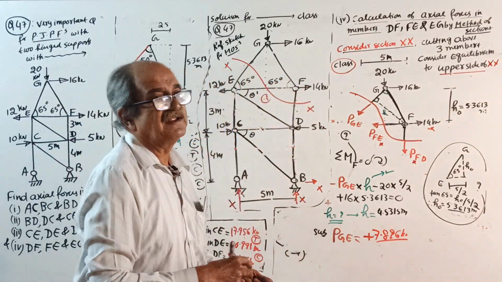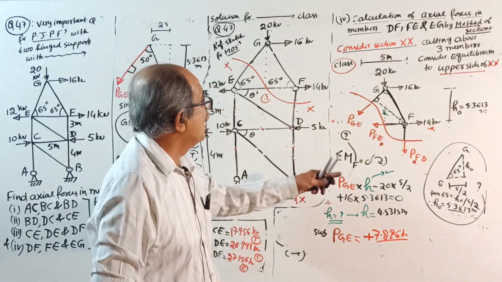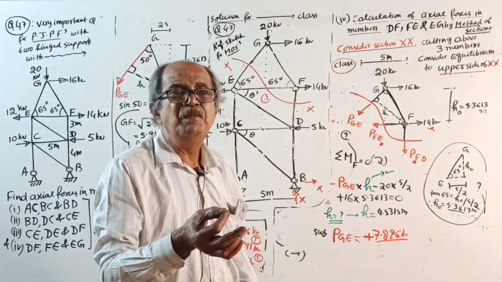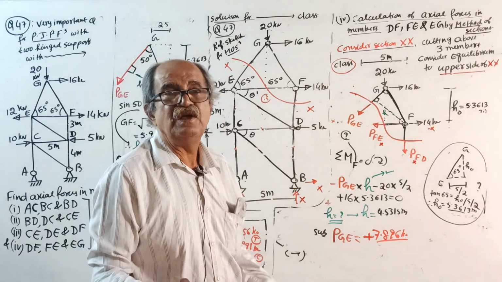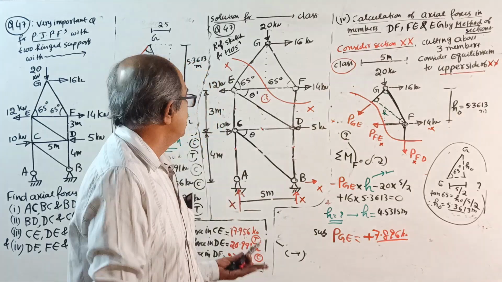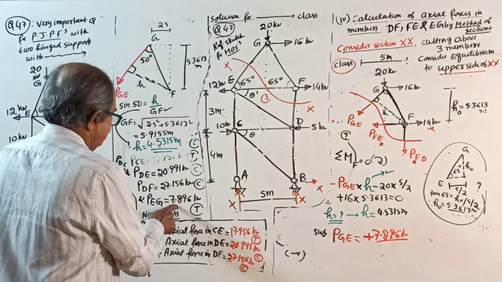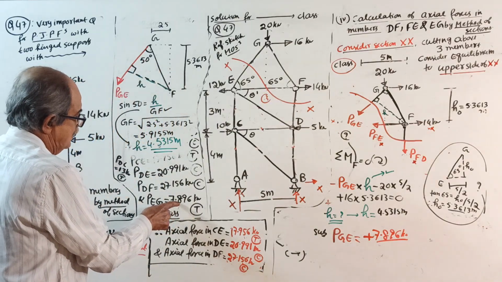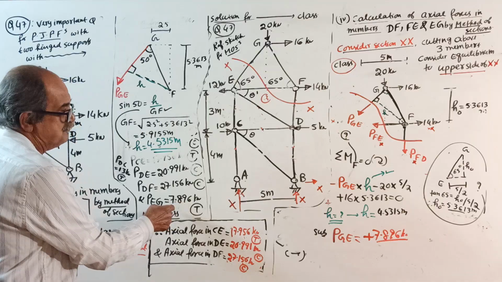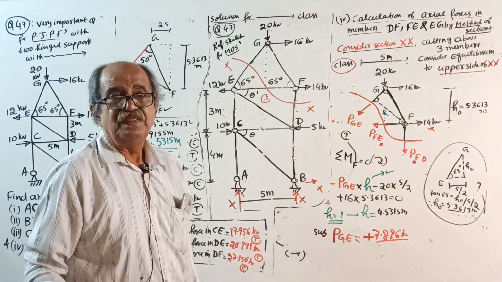1 minute now. We'll check the answer. Why? Suppose by chance, if a small mistake is there, I don't want to waste time here. Usually I don't check that way. It is my own calculation. Yes, see here: 7.896 kilo. Perfectly tallying.